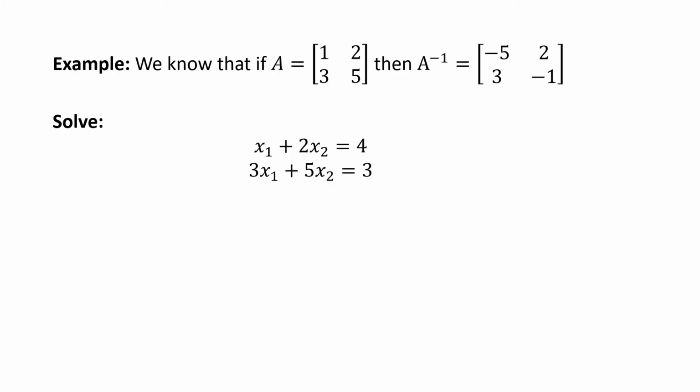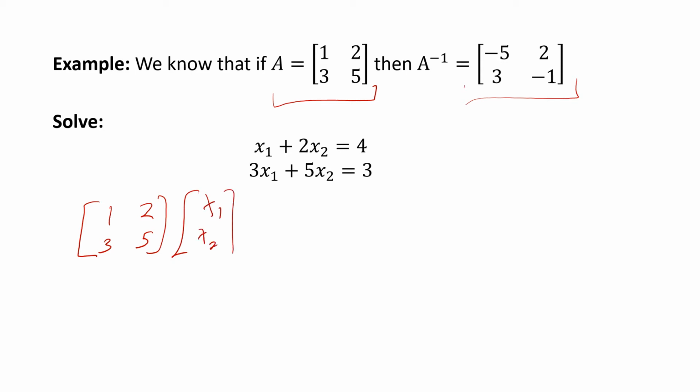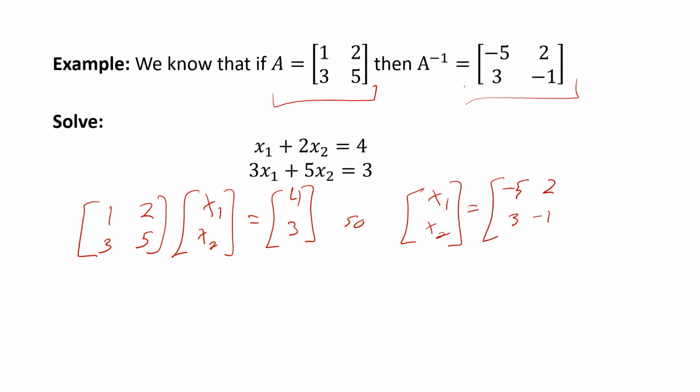So for example, if we have the matrix and we're told that that's the inverse, and we want to solve this system of linear equations, well, we are looking for the solution to [1, 3; 2, 5] times [x1; x2] equals [4; 3]. If we know the inverse, we know that [x1; x2] is equal to the inverse, [-5, 3; 2, -1], times [4; 3], and we can very quickly solve that.